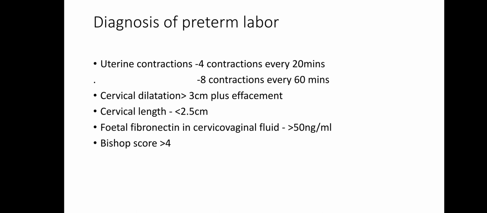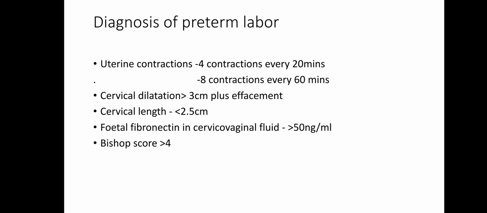Cervical length of less than 2.5. Cervical length usually should be more than 2.5 in normal patients. So if you do a transvaginal ultrasound and your length is less than 2.5, first of all, it's a risk factor for preterm labor, and it also falls under the criteria of the diagnosis of preterm labor. Fetal fibronectin in cervicovaginal fluid, if it's more than 50 nanograms.